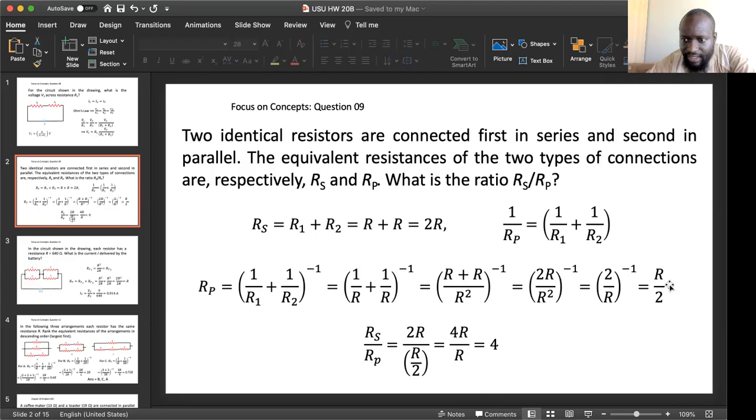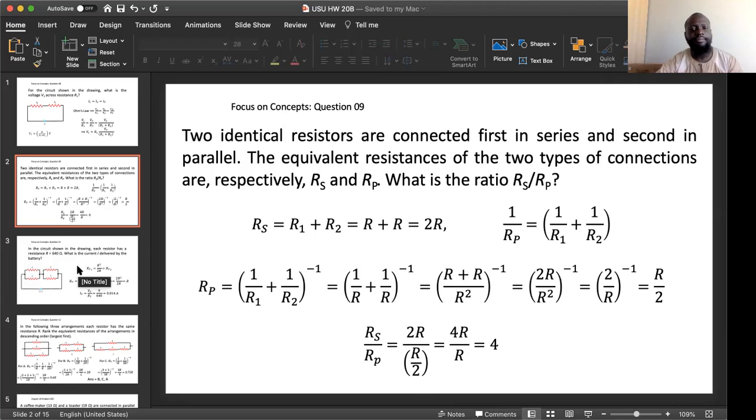So we've summed the parallel ones to get R over 2. The series one gives us 2R. So R series divided by R parallel is 2R divided by R over 2. So this 2 comes up, becomes 4R over R, just number 4 is the correct answer right there. Okay.